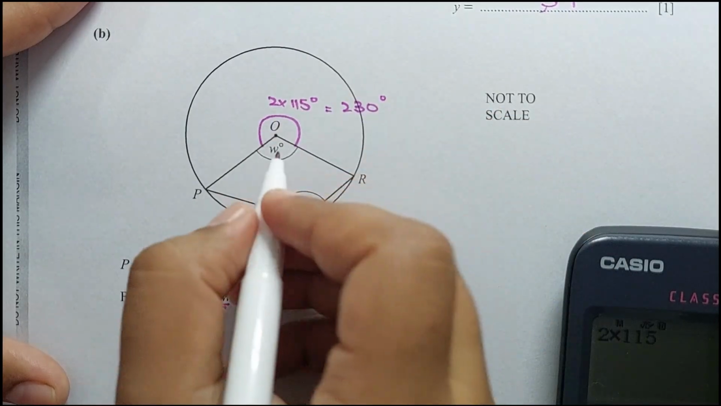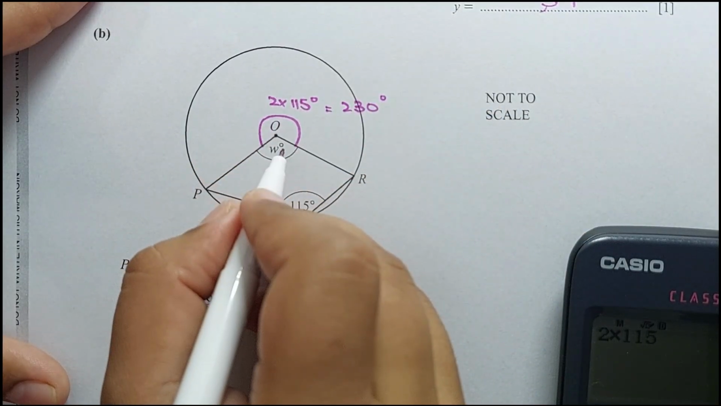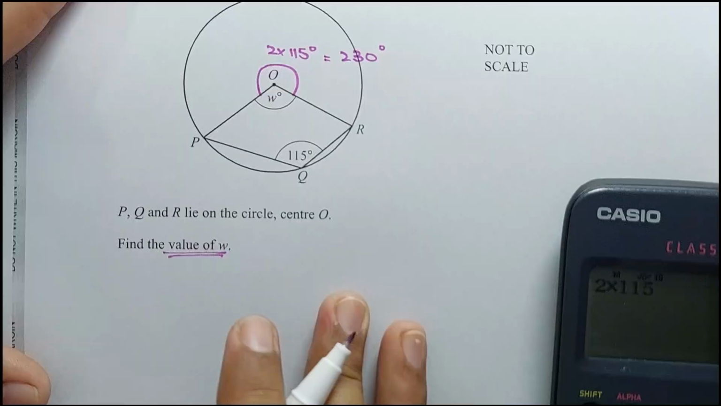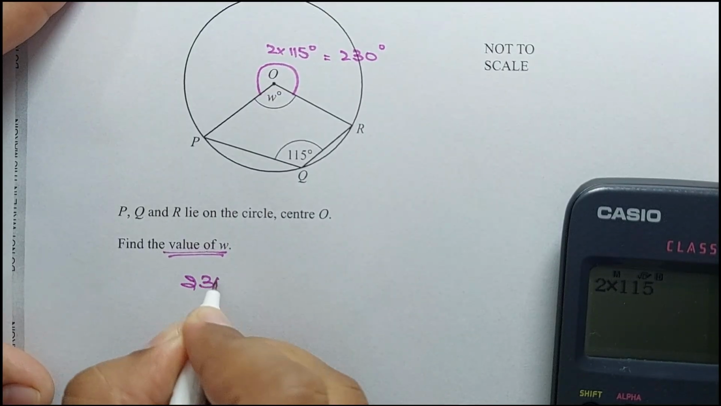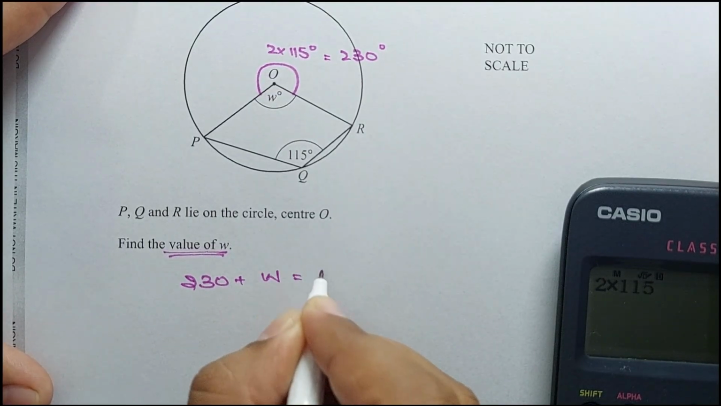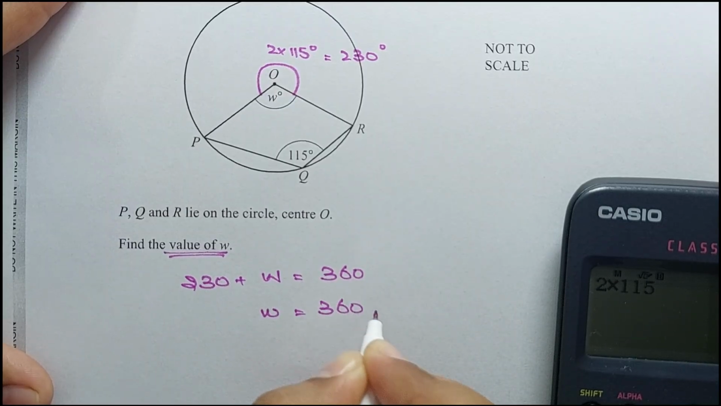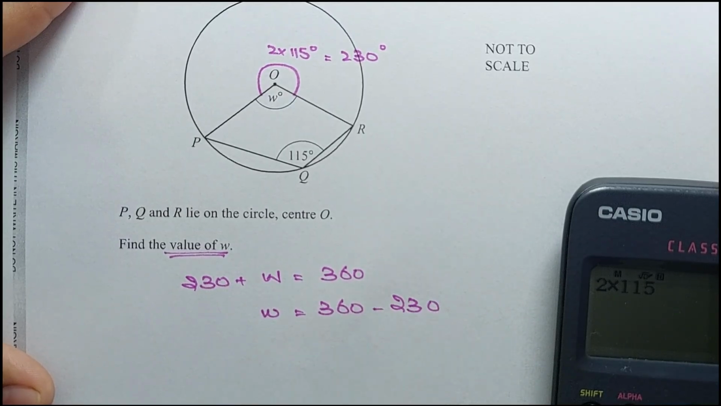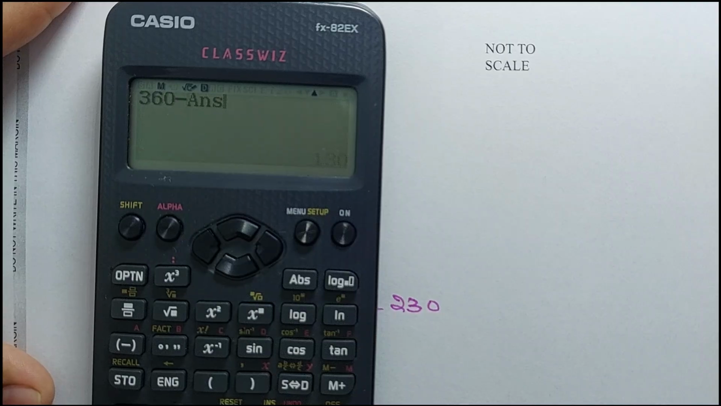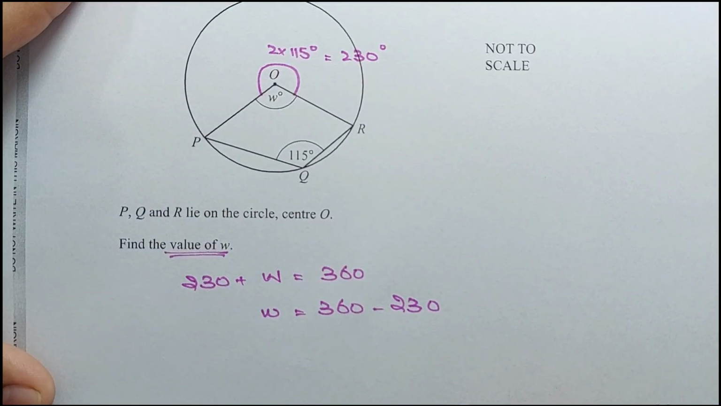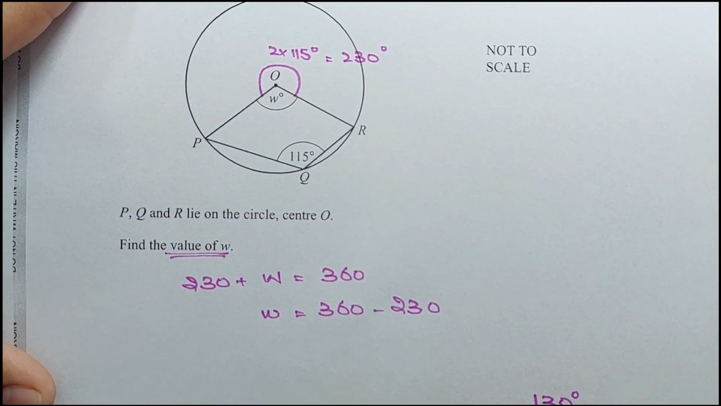And now use the concept that the whole circle is 360 degrees. So 230 plus W is 360 degrees. So what is W? From 360 take away 230, which is 130. So the W angle is 130 degrees.